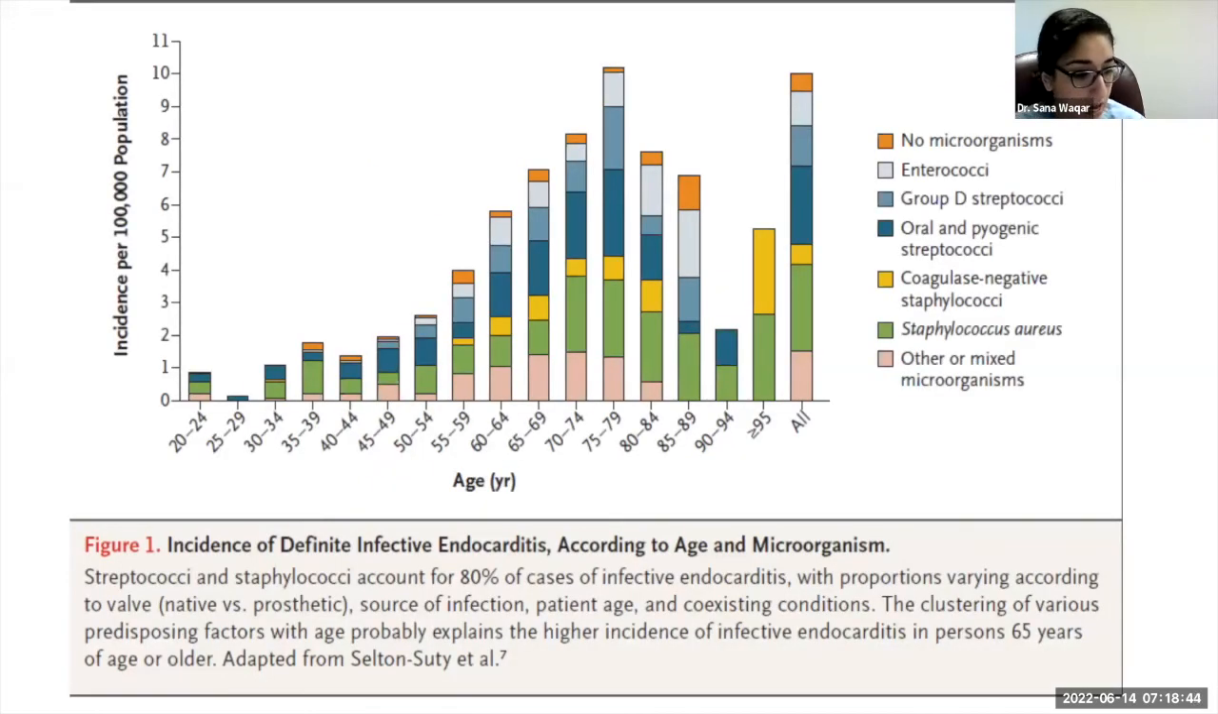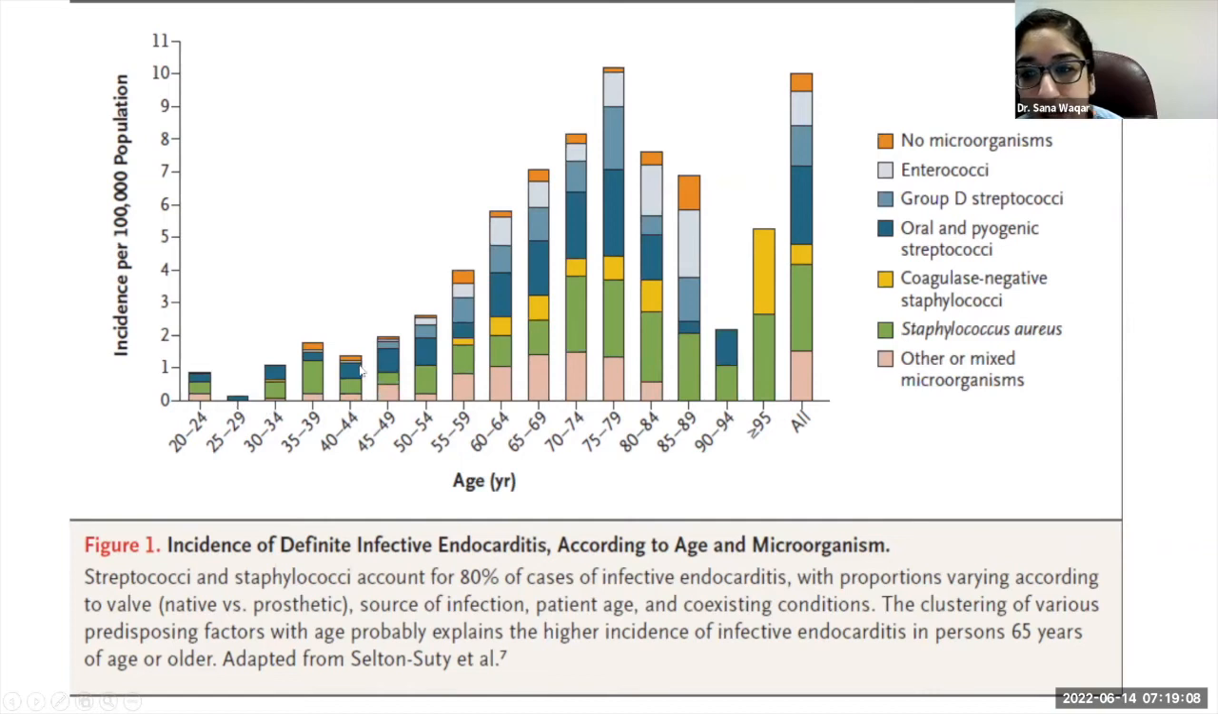So this is a slide which breaks down organisms with regard to the age of your patient. And there are a couple of trends I would like you to pay attention to in this slide. So these are kind of the colors. Yellow is coagulase negative staph, green is Staph aureus. Oral strep is basically these kind of blues.